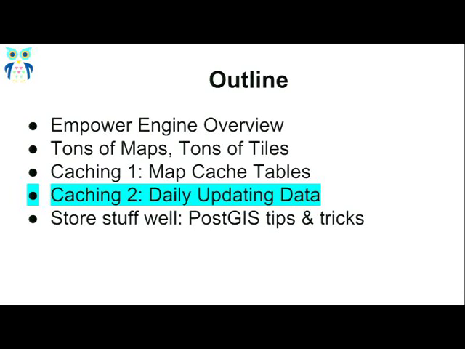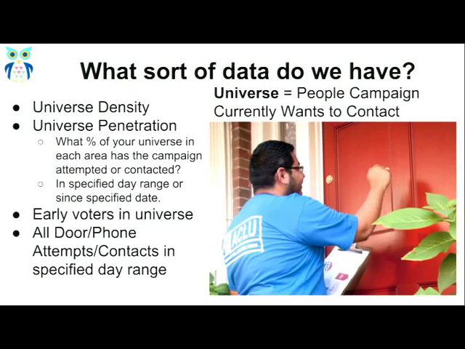Now I'm going to talk about the data that we update every single day and how we do that. So I'm working in the campaign space, so it's universe density. A universe is the people the campaign wants to contact. It's universe penetration, so what percentage of the people that we want to contact in this period of the campaign have we contacted so far? Of the people that we know are going to vote for us, how many of them have voted so far? All of the doors we've knocked on, all the calls we've made in the last day, in the last week, since the primary, and so on and so forth.